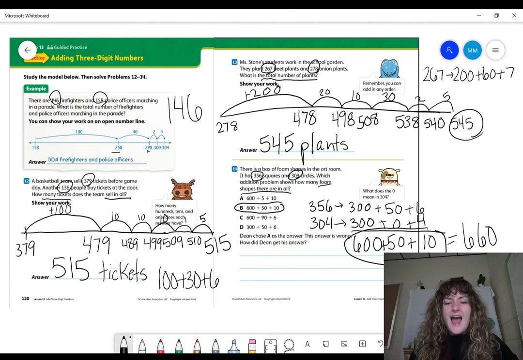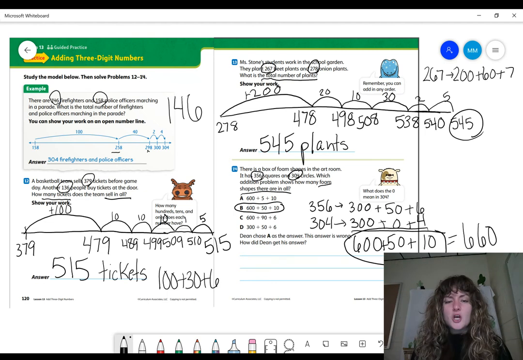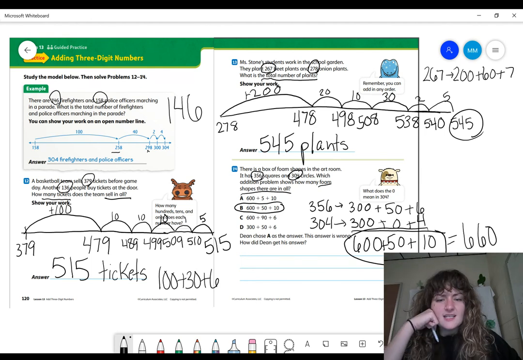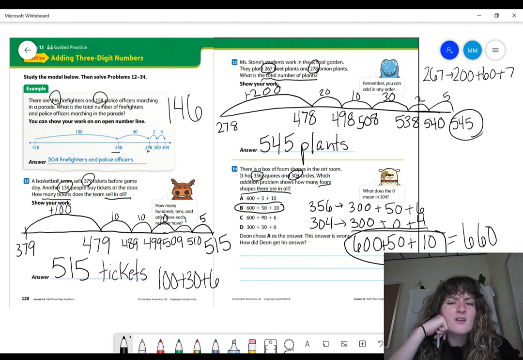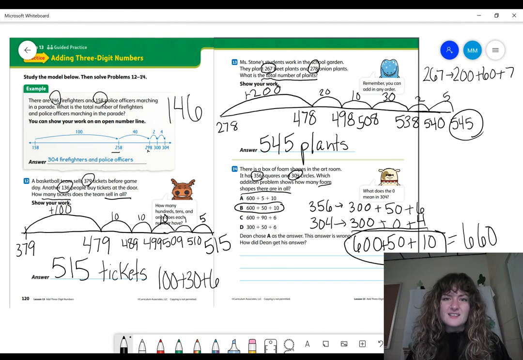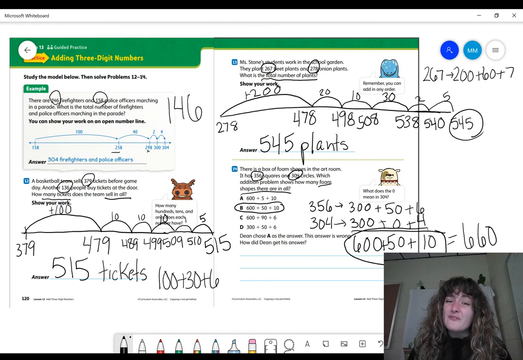This is wrong. How did Dean get his answer? Ooh, all right. So let's put our brains where Dean is. Okay. So Dean chose A. So he had 600. So he had his hundreds. But then in his tens place, he had 5 plus 10 ones. Huh. What did Dean forget to do in the tens place? Because in 356, there are 5 tens, but 5 tens has a value of 50. So what did Dean forget to do, Smarties? He forgot to show the value of 5 tens.